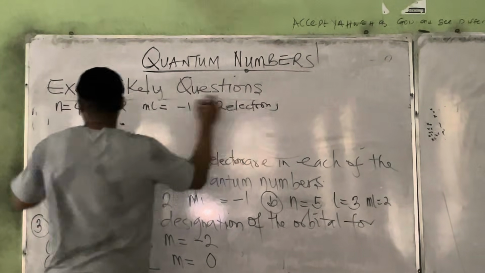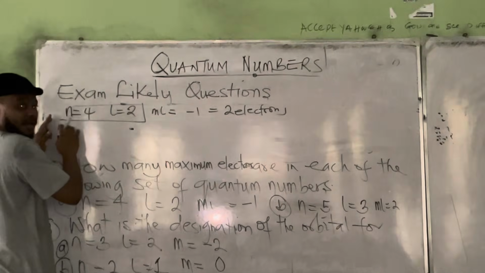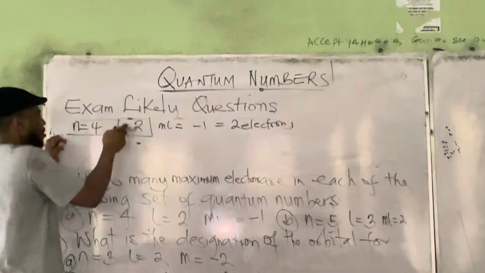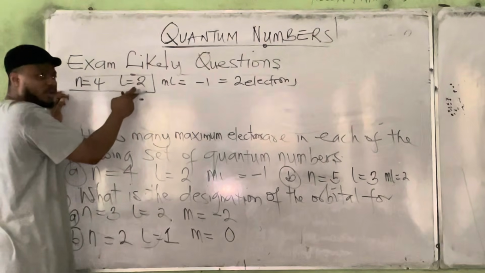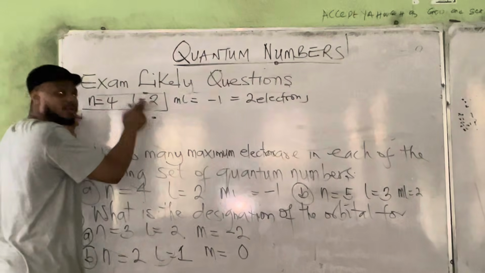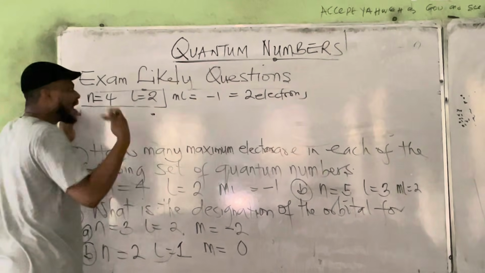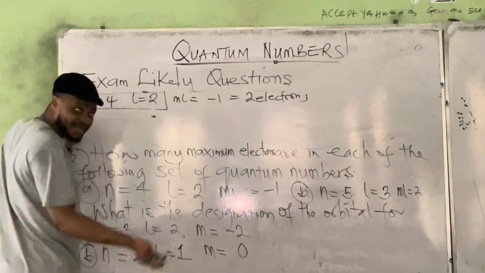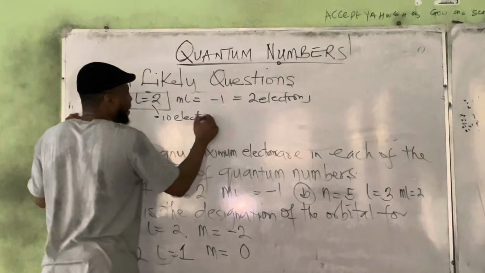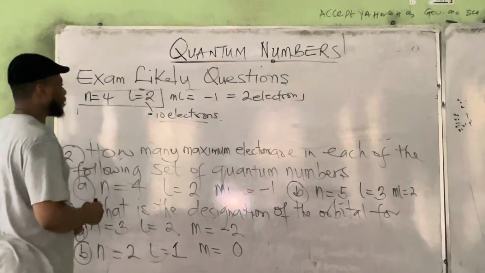Now if they give you only n and l, which one will you consider? L. When l is 2, what is the subshell? D. So how many electrons can be in D? 10. So this one is 10 electrons. Remember, I explained all of this in the video on quantum numbers.